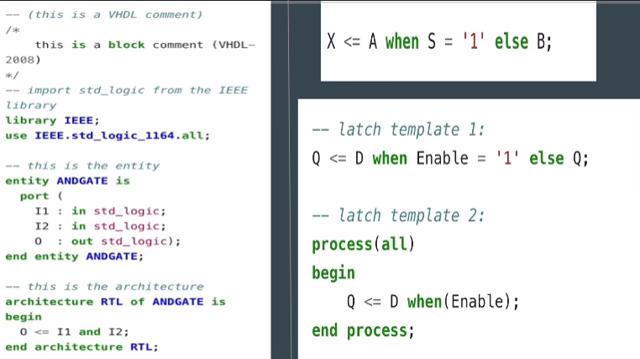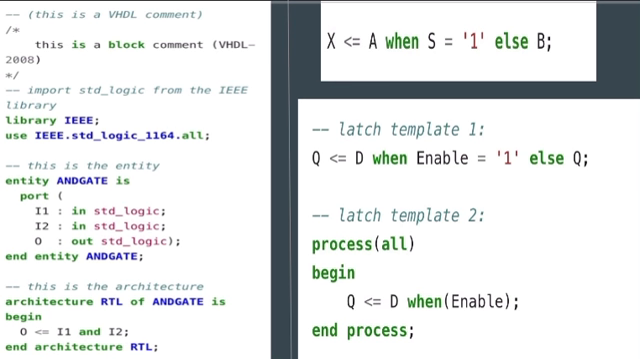The multiplexer, or MUX as it is usually called, is a simple construct, very common in hardware design. The example below demonstrates a simple 2 to 1 multiplexer with inputs A and B, a selector S and output X. Note that there are many other ways to express the same multiplexer in VHDL. Here we have one example, X is equal to A when S is equal to 1, else B. This is one of the programs for the multiplexer, and we also have a latch template.